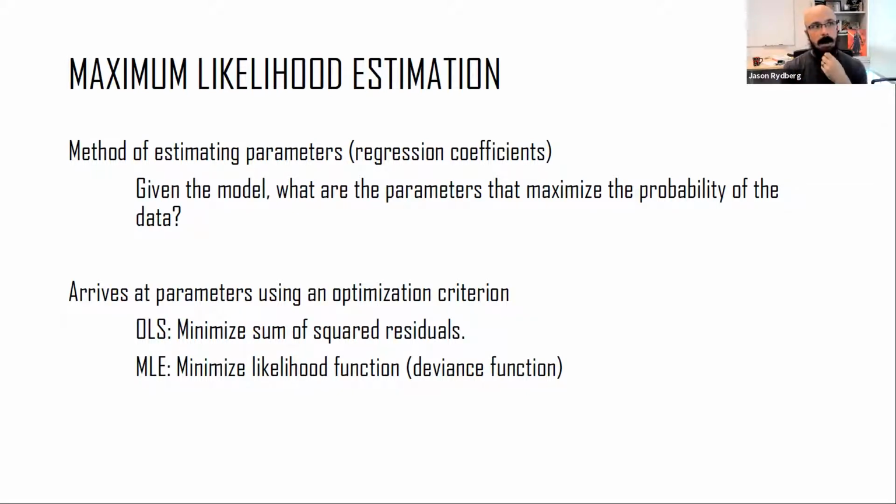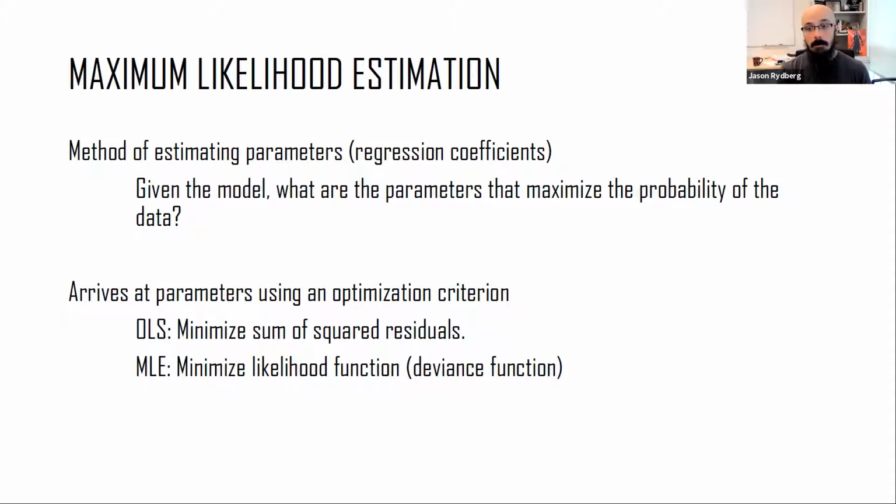So what maximum likelihood estimates ask is, given the model that we have, so y_it given alpha or mu sub t plus beta x_it, et cetera, given the model, what are the parameters that would maximize the probability of observing the data as they are? And so there are a few ways that we can arrive numerically at parameters that will do that.